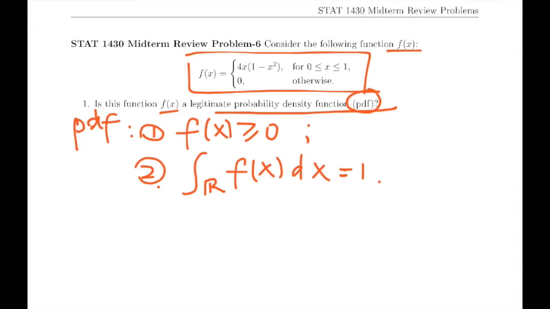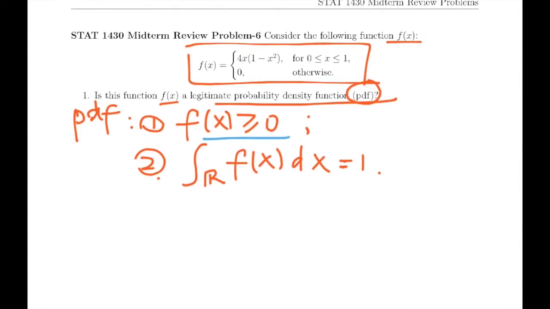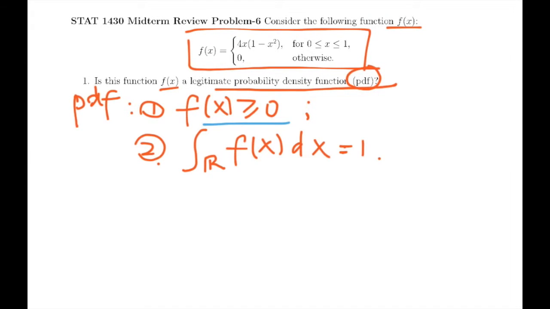Okay? So in this case, we can see that f(x) is always greater than or equal to 0, no matter whether x is between 0 and 1, or takes on some other values. But for the second criterion, it is not so obvious. We have to do some calculation.